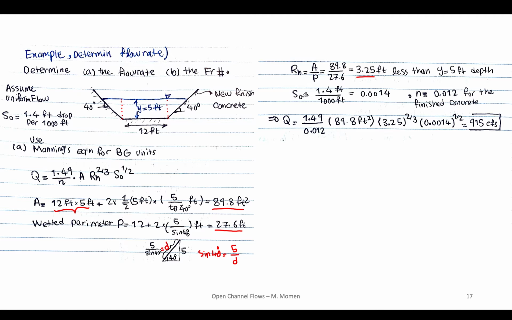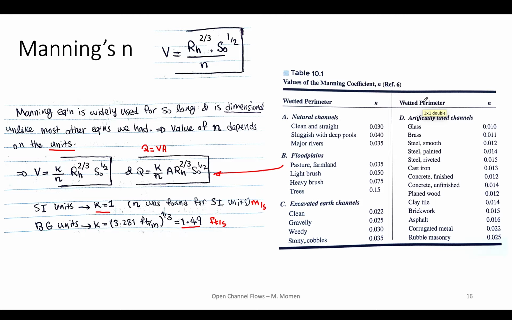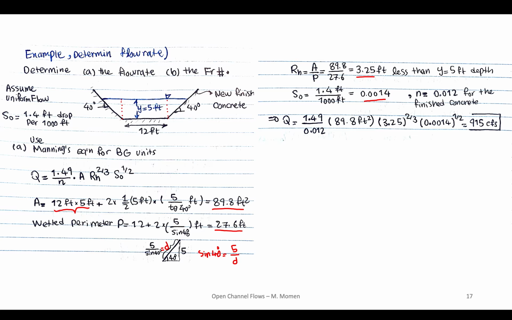So the S naught, the slope of the channel bottom given in the problem, is 1.4 foot over 1,000 foot, which is going to be 0.00114. And n, Manning's n, I can find from Table 10.1 of the book for a concrete finished, which is here, is going to be 0.012. So I just write it down here, which I found from Table 10.1 of the book.